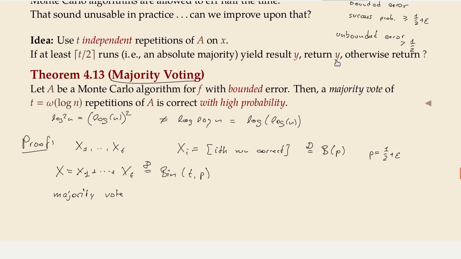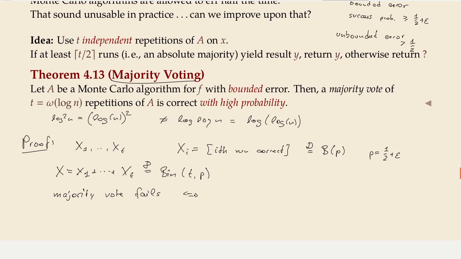It could return a wrong result because by chance more than half of the outcomes were a wrong answer. Or it could be that we return "don't care" or "don't know" in this case because there was no majority output. But with these indicator random variables, we treat both cases the same because they're only one if the outcome of a single run is exactly the right one. Okay, there's two ways for this to fail, but they can be expressed by the same variables.